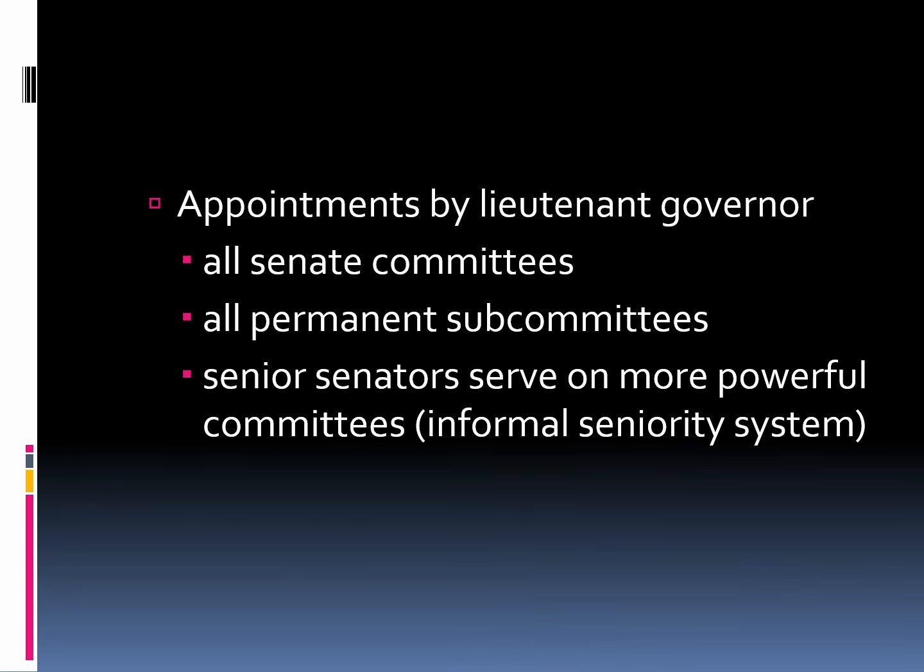Then the lieutenant governor in the Senate will appoint all of the Senate committees and all of the permanent subcommittees within the Senate. And so when it comes to the Senate, there's more of an informal seniority system. It's not as formal as it is at the U.S. congressional level, but there is an informal seniority system, whereby the more senior senators are going to serve on the more powerful, more important committees, because they have the experience, they have the expertise, they've put their time in.